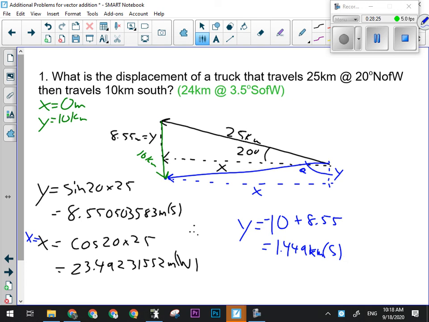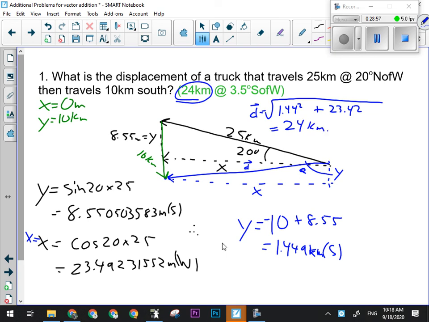Now that I have blue x and blue y, can I find out what my overall displacement is? Same steps as we're always doing, nothing's changed, doesn't matter which question. I'm going to have the 1.44 squared plus the 23.4 squared. That'll give me my overall displacement, which will come out to 24 kilometers.